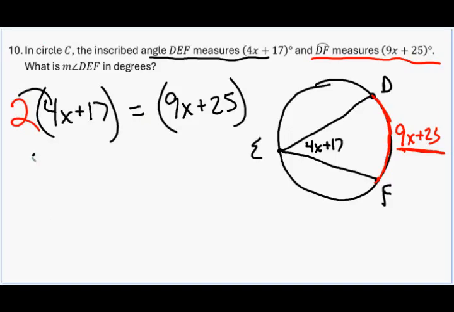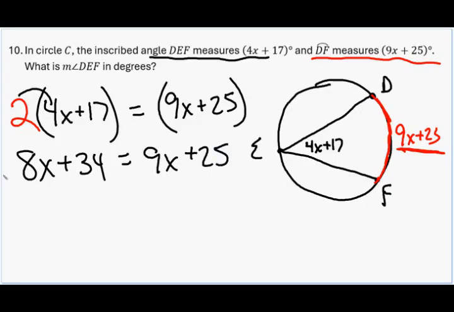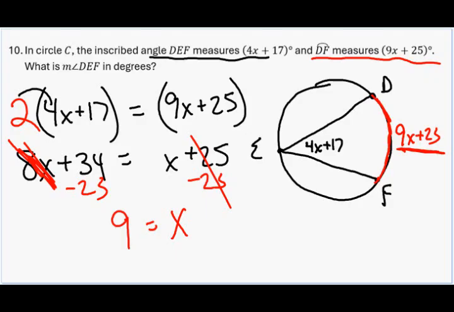Let's distribute the 2. So that's going to be an 8x plus 34 equals 9x plus 25. Let's minus 8x. 9x minus 8x is 1x. So there's x, and I've got plus 25. Well, if we minus 25 here and 25 here, we're going to get x equals 9. X equals 34 minus 25. X is 9.